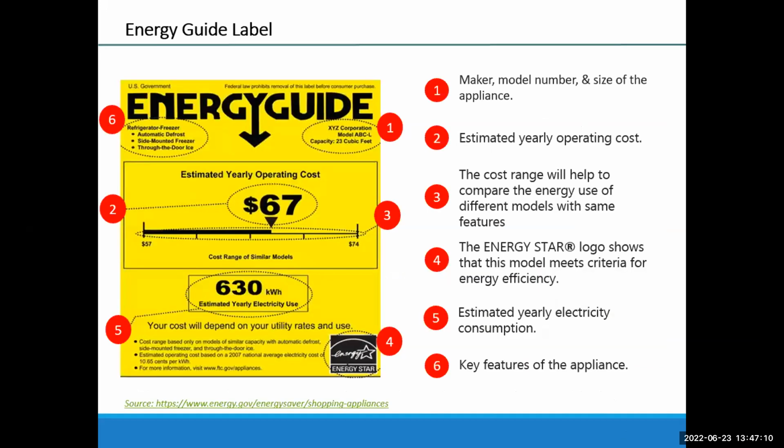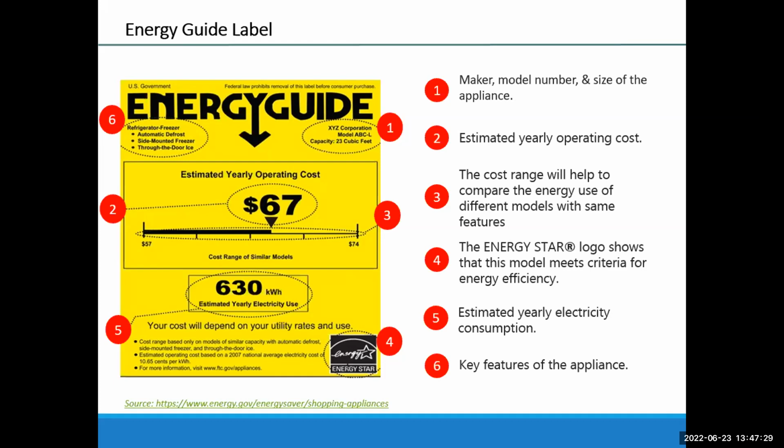So on the label, if you take this Energy Guide label of the US government, there are 6 items shown here. Item 1 is the maker, model number, and size of the appliance. It gives those appliance details.